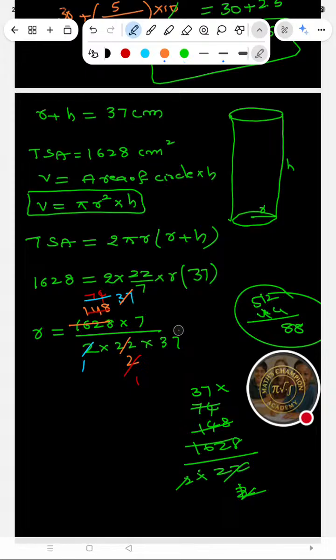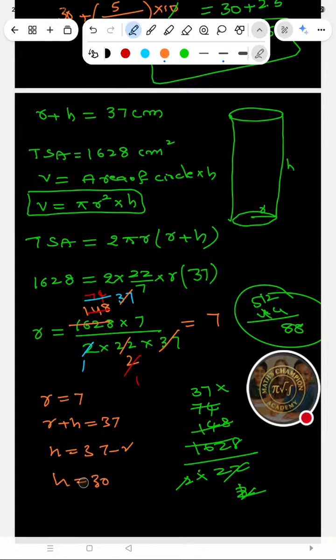37 ones are 37. So what is left over here? Only 7, so r is 7. If r is 7, then r plus h is equal to 37. Then what is the h value? h is equal to 37 minus r, so h is equal to 30 centimeter.